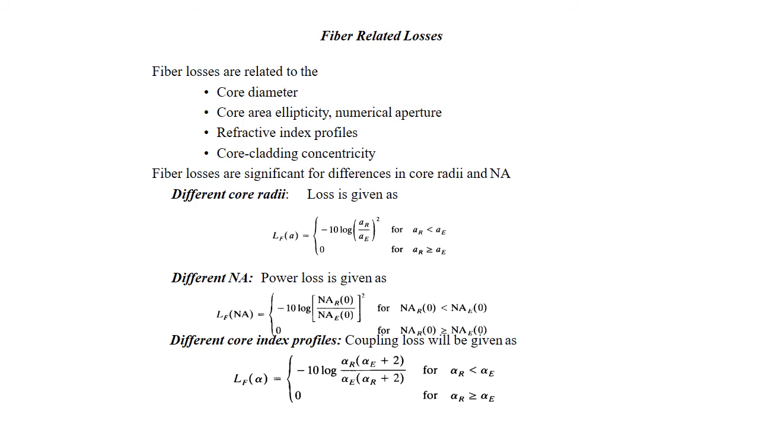For different core radii, the loss is given as L_F of a equal to minus 10 log of (a_R by a_E) the whole squared for a_R less than a_E, and 0 if a_R is greater than or equal to a_E. If it is a different numerical aperture, the power loss is given as L_F of NA equal to minus 10 log of (NA_R of 0 by NA_E of 0) the whole squared for NA_R of 0 less than NA_E of 0, and 0 for NA_R of 0 greater than or equal to NA_E of 0.